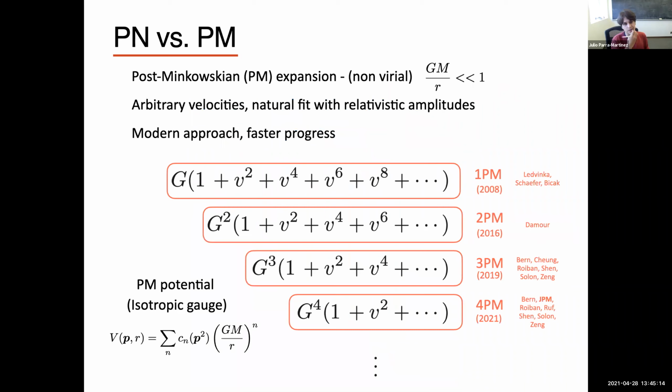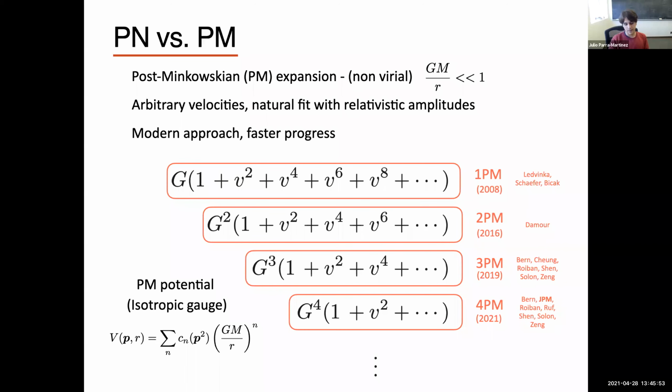What is post-Minkowskian perturbation theory? It's an expansion only in GM over R. So it's still long distance, it's still classical. There's a small parameter, but the velocities can be relativistic. This is natural for a scattering process, where the bodies scatter at long distances but move as fast as you want. This is a more modern approach where we calculate one order in G Newton at a time, but all orders in velocity. So this captures a whole series of PN terms, to all orders in PN, but at a fixed order in G. It's trying to get the same information, but organized in a different way.